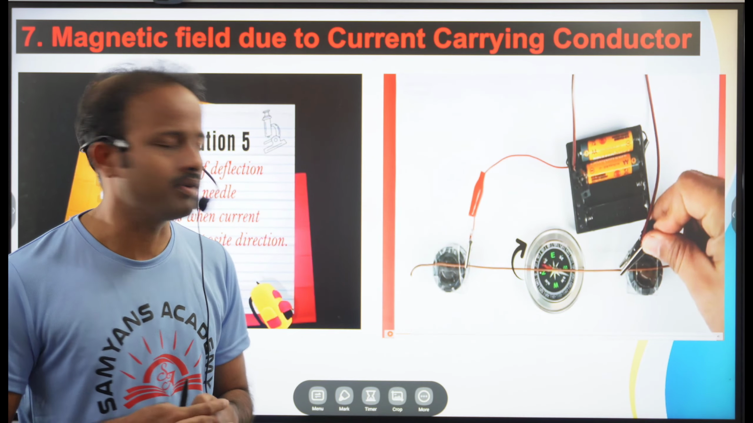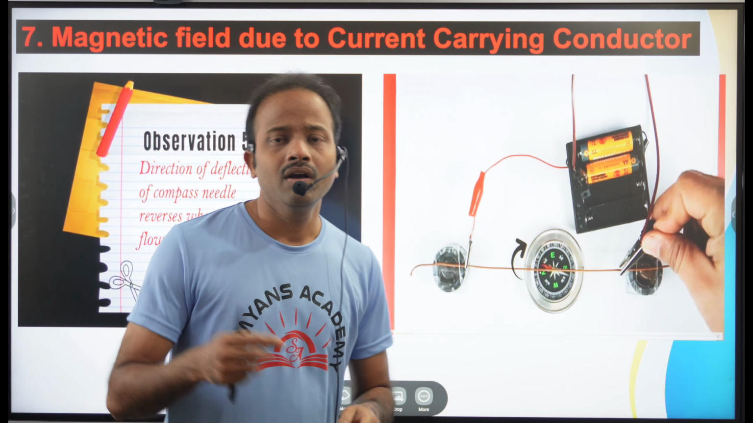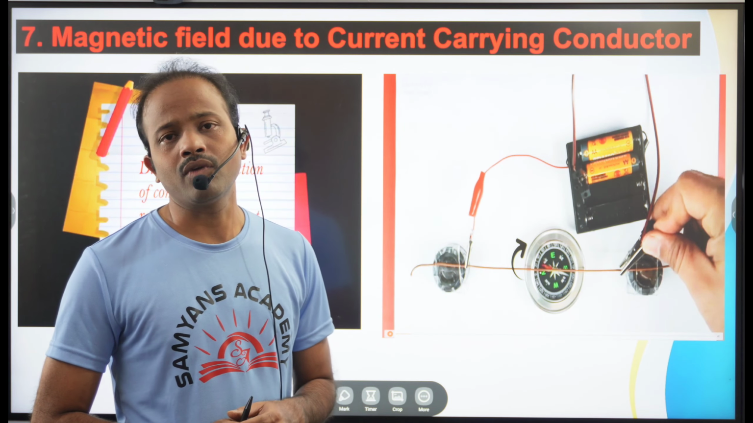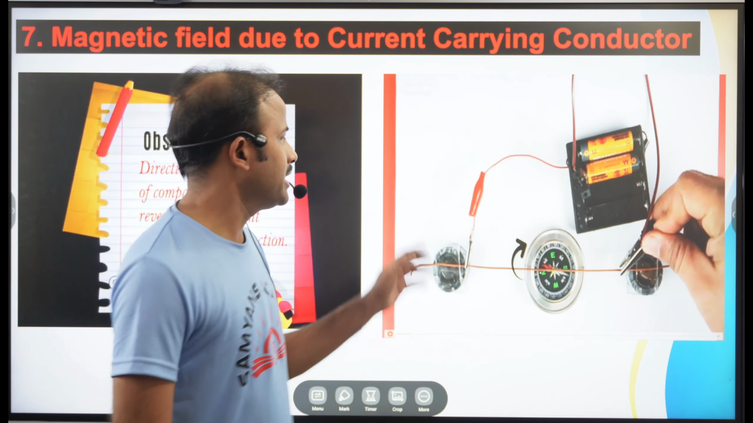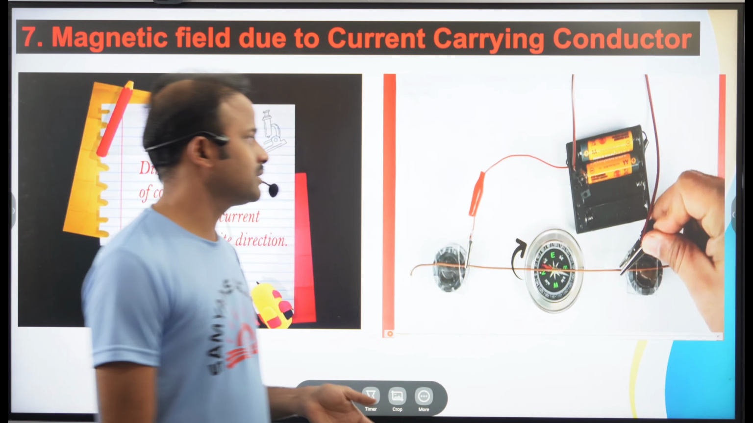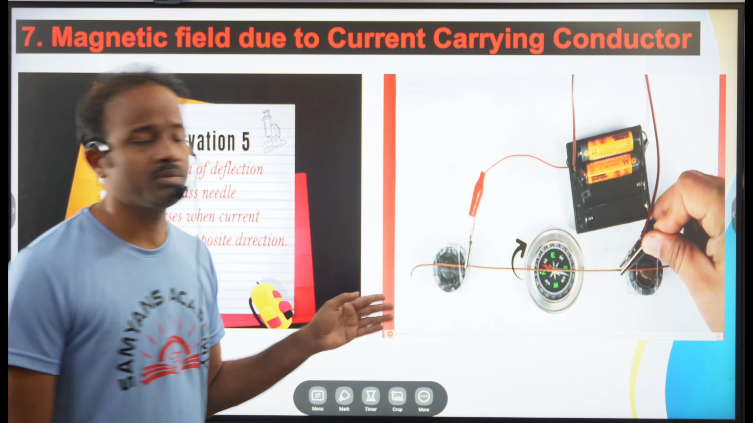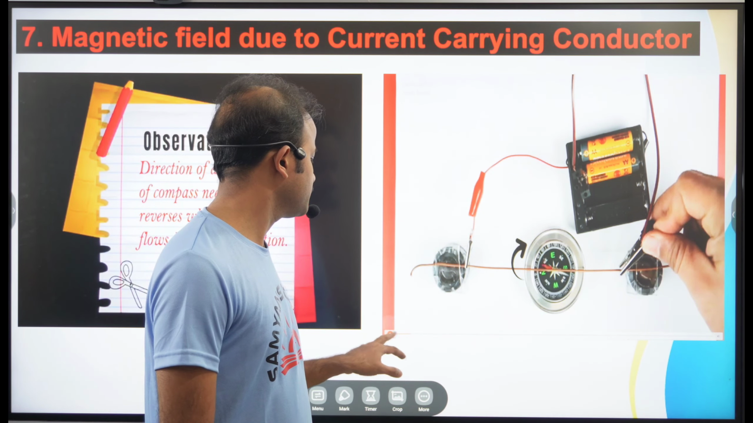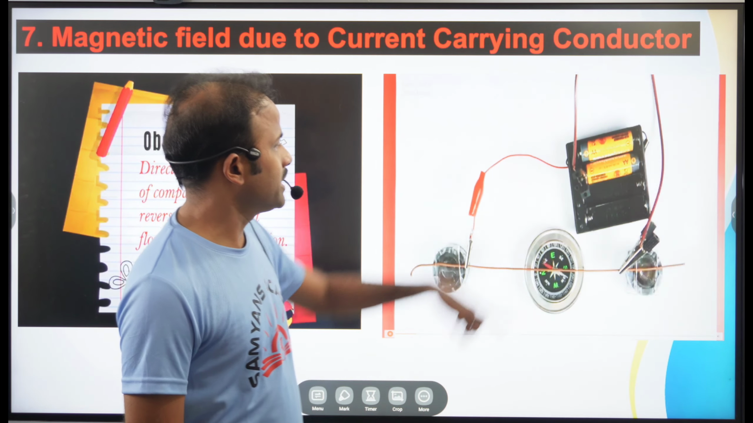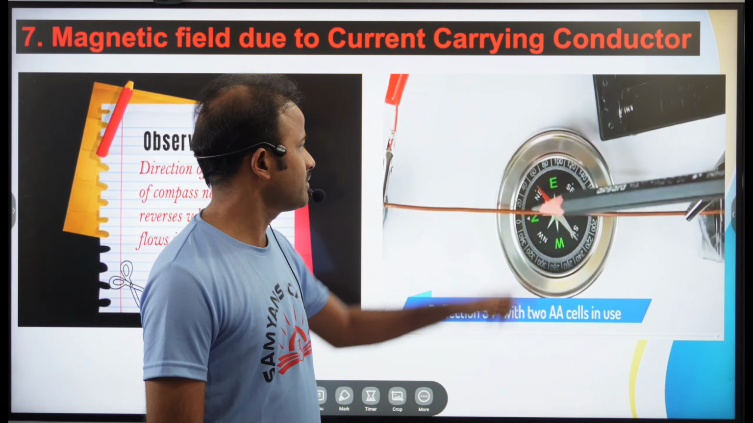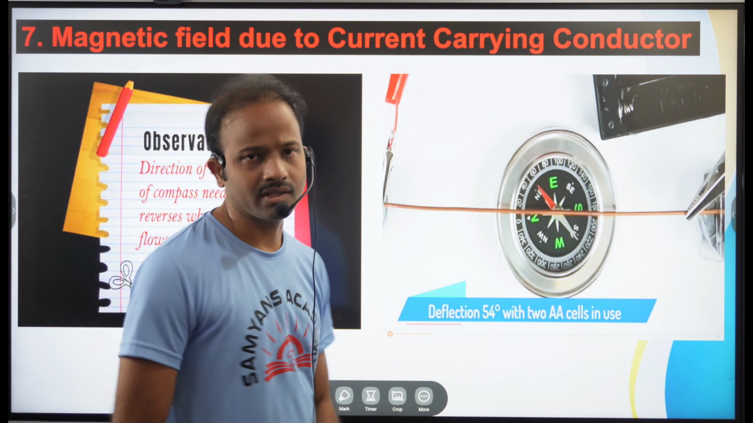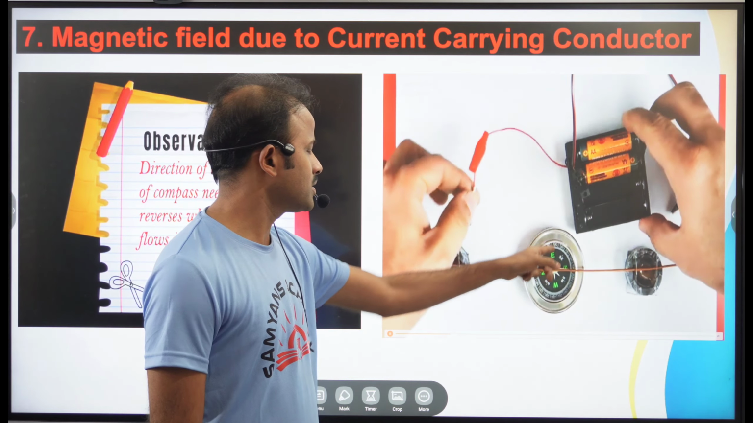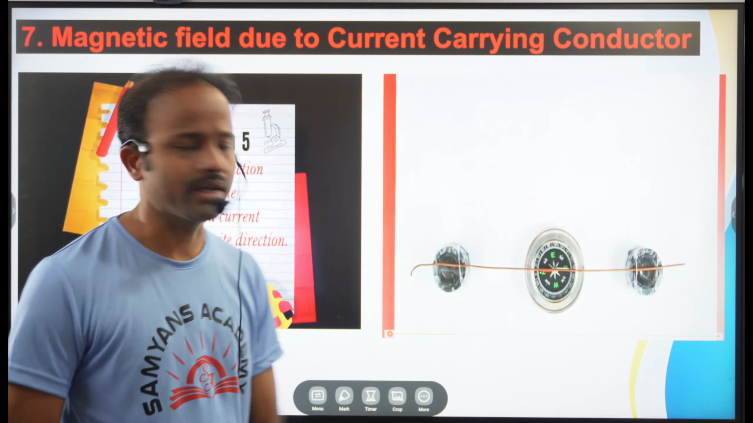Now we are going to perform this activity to show what happens when you increase the amount of current and when you decrease the amount of current. By doing this activity, we can conclude the relationship between the amount of current and deflection. Now you see, when you place the two cells here, the deflection we can observe is 54 degrees, right? The magnetic needle deflects towards the east direction by 54 degrees.